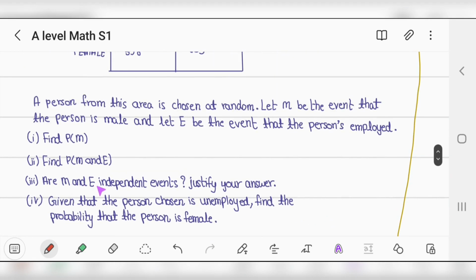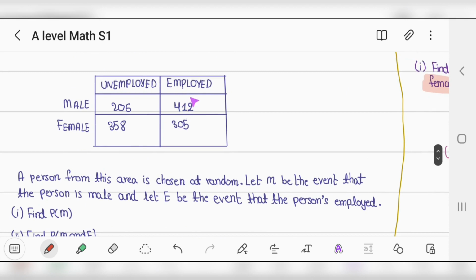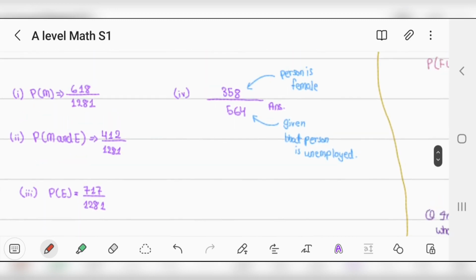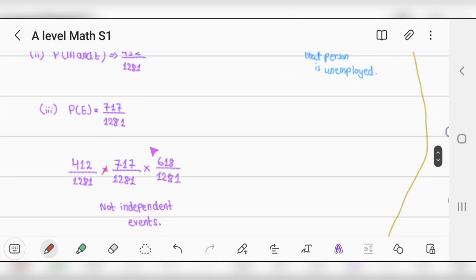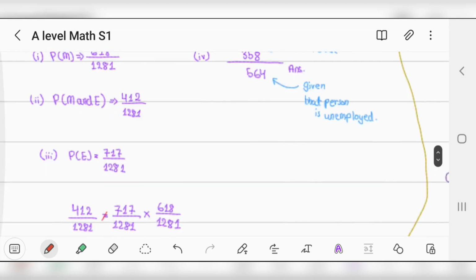Then, are M and E independent? We need to find the probability of E as well. So for employed, we take this and divide by the total. After having the probability, we multiply P(M) and P(E), and then compare it to P(M and E). So yes, it's not independent. This is very easy.